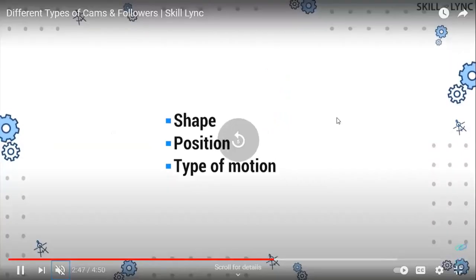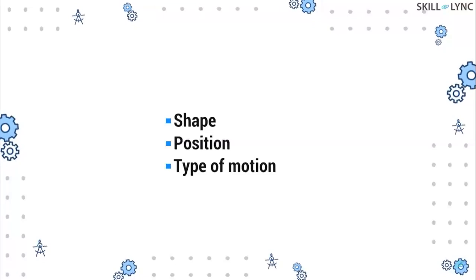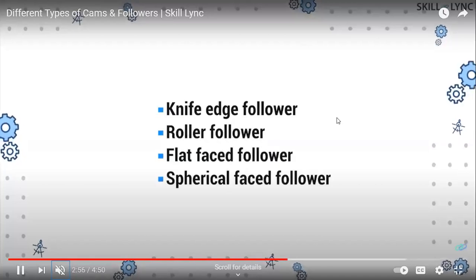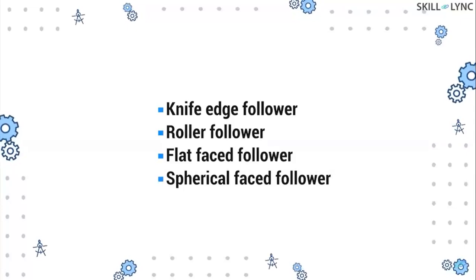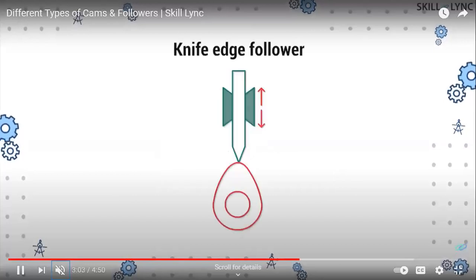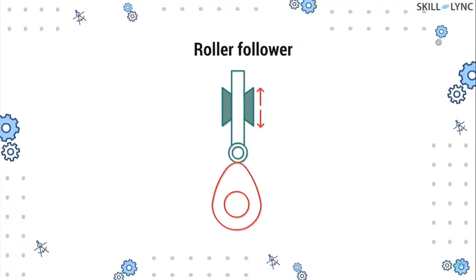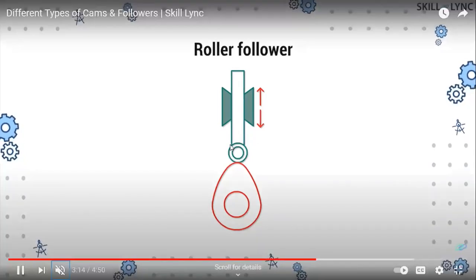Next one is the follower types based on the shape, position, and the type of motion. On the shape, it is knife edge follower, roller follower, flat faced or mushroom follower, and spherical faced follower. First one is the knife edge follower. You can see the green color patch. Next one is the roller follower, which consists of a roller at its end position.